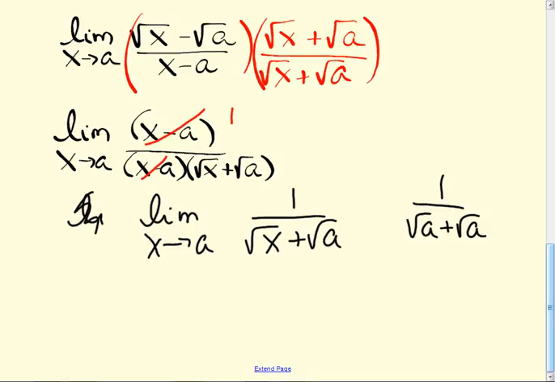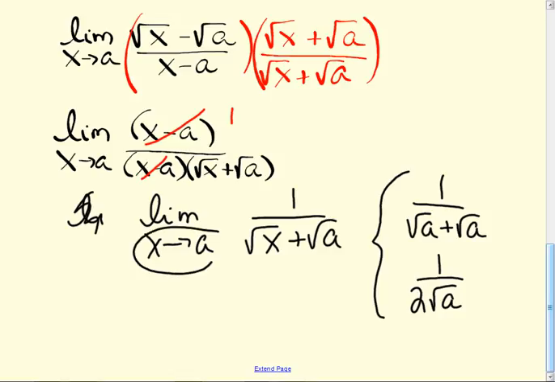That's a fine answer, by the way. If I want to simplify, it's 1 over what? 2 square root of a. It doesn't matter, though. Either answer is okay. Because x approaches a, this is what you substitute right in there. So it gives you the other form of a derivative.